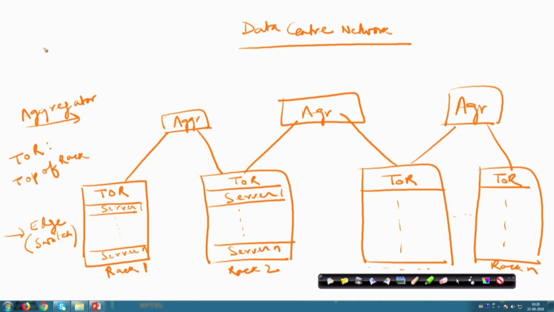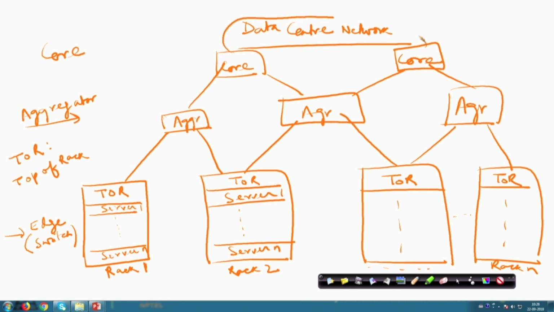Then you have the core layer, where you have core level switches. This is core 1, core 2 and so on. These are all core level switches which basically aggregate again at a higher level. These core level switches are even more powerful switches, and these core switches connect to the internet. So, this is basically a typical data center network architecture, how it looks.